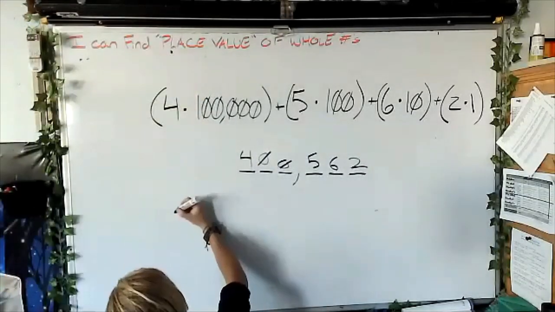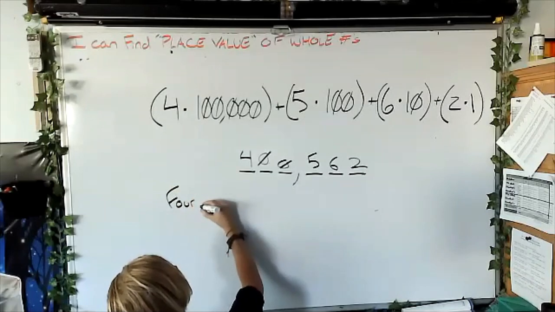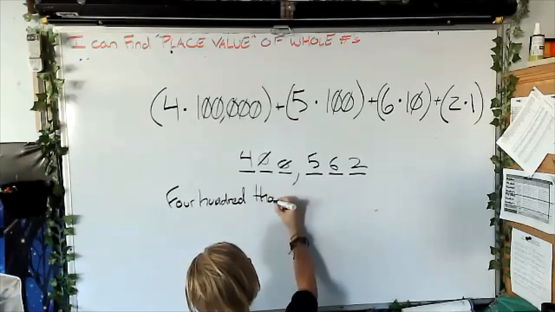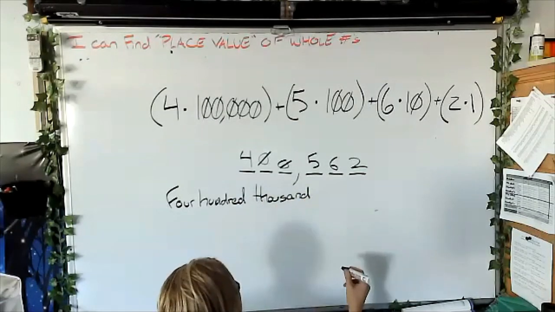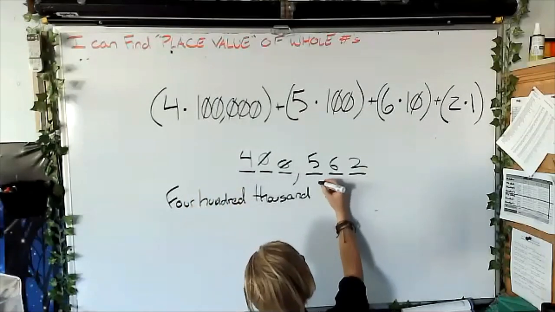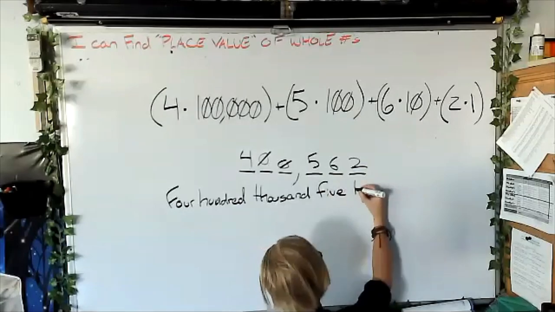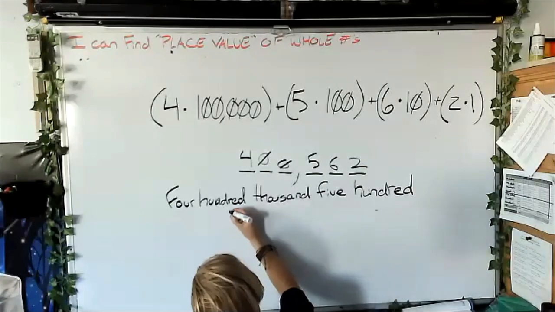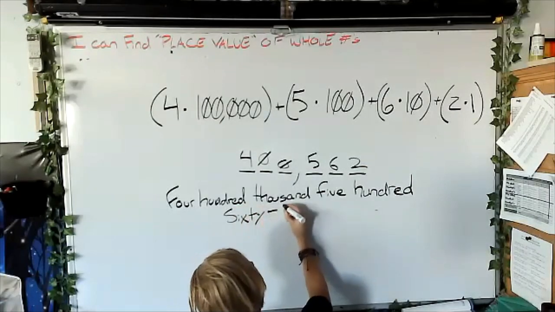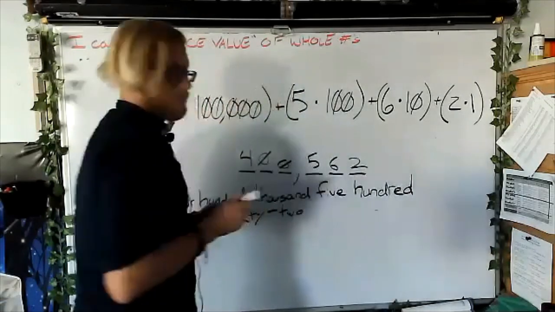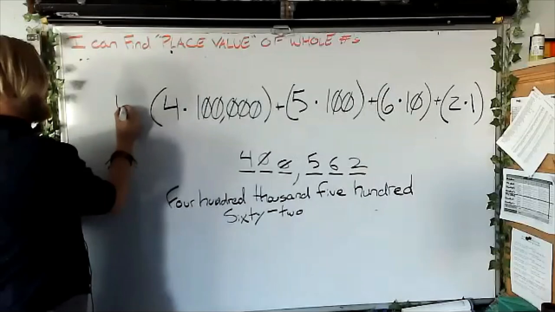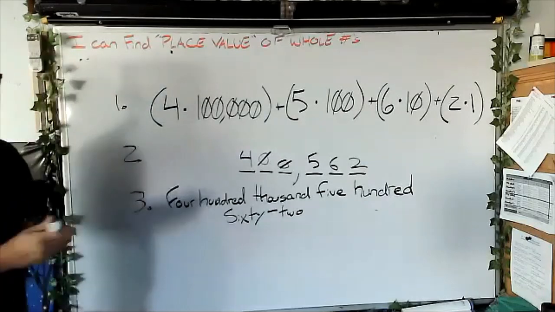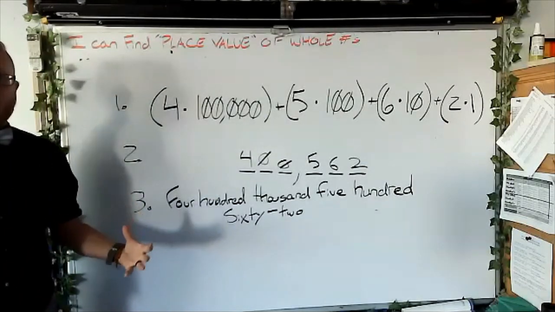Now, just because I can, I'm going to put that in written form. So, written form would look like 400,000, 400,500. I'm going to drop down because I'm running out of space. 562. I now have number format, word format. I have the three major formats that I can express a number in.